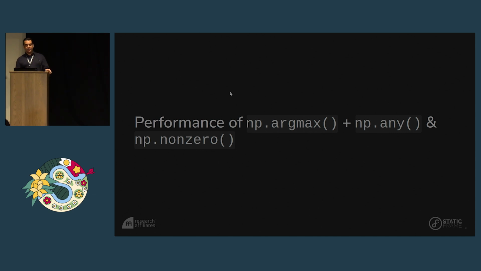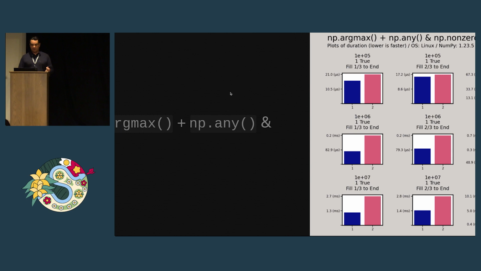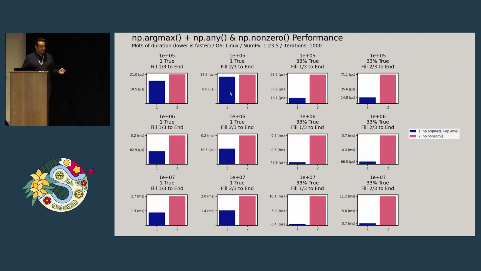So how do these two operations perform? Well, I'm going to compare np.argmax plus np.any, because we need that any check, as well as np.nonzero. All right, here's a bunch of performance results. There's a lot there. I'm going to explain what you're seeing here, but we can start off by identifying the blue and the pink bars. So the blue bars are np.argmax plus np.any, and the pink bars are np.nonzero, and these are graphs of duration, so shorter is faster. And we see np.argmax outperforms np.nonzero in every scenario here.